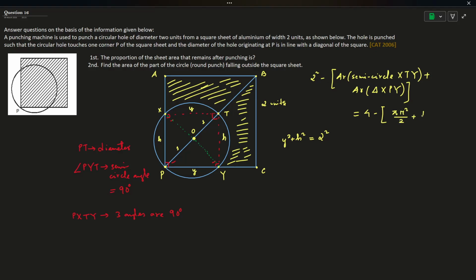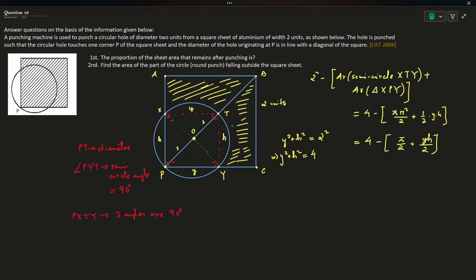Area of this triangle is half into base into height. So this will give me, radius is 1, right? So pi by 2 plus y into h by 2. Now I need to find y into h. I have this equation, right? From this will give me y square plus h square is equal to 4. All right, if I can get another equation or relation between y and h, I can find the value of y and h and then the remaining area, right?